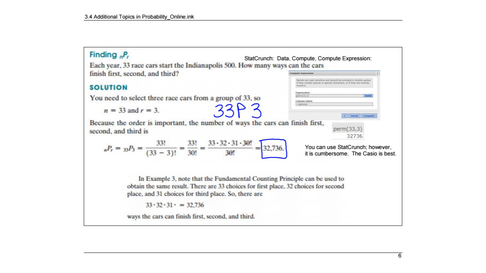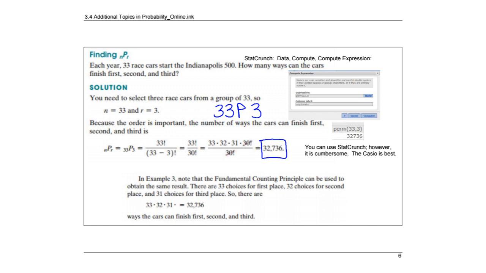Okay, on this one, we've got 33 race cars start the Indianapolis 500. I think the car races are starting this weekend. How many ways can the cars finish first, second, or third? So we're picking 3 out of 33. And order matters because we're looking at first, second, or third.